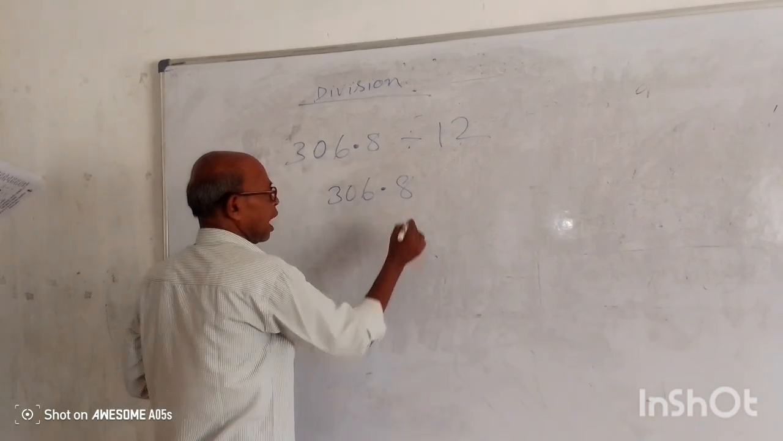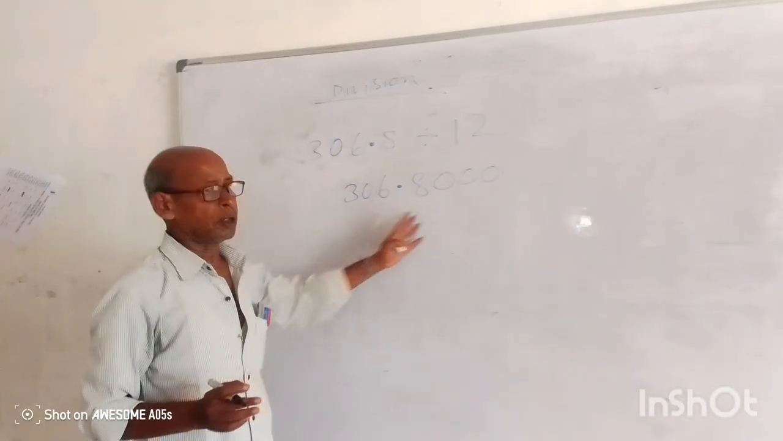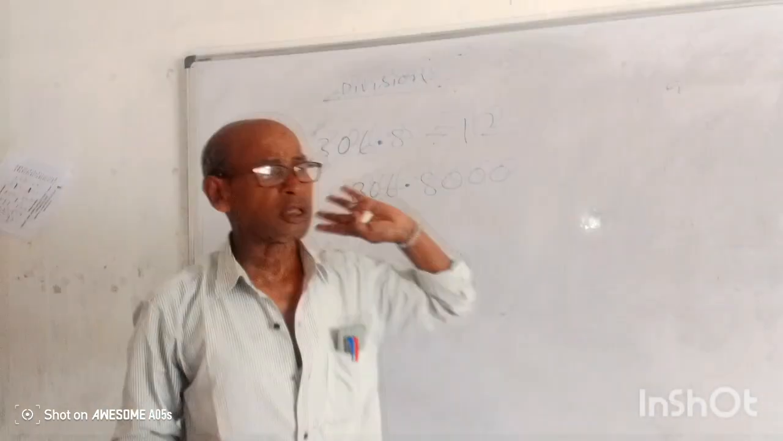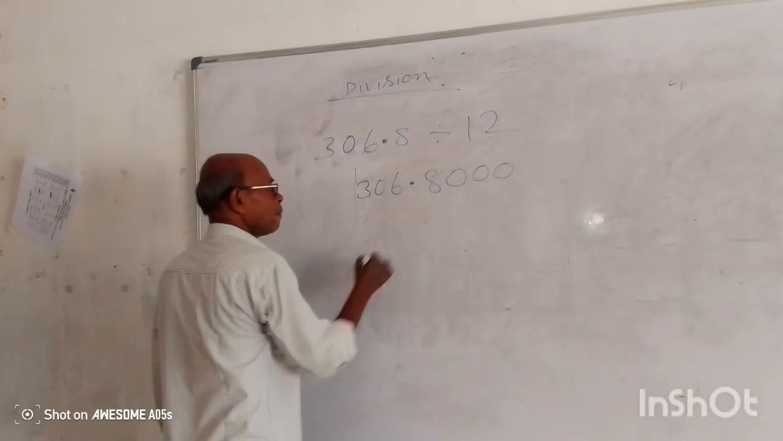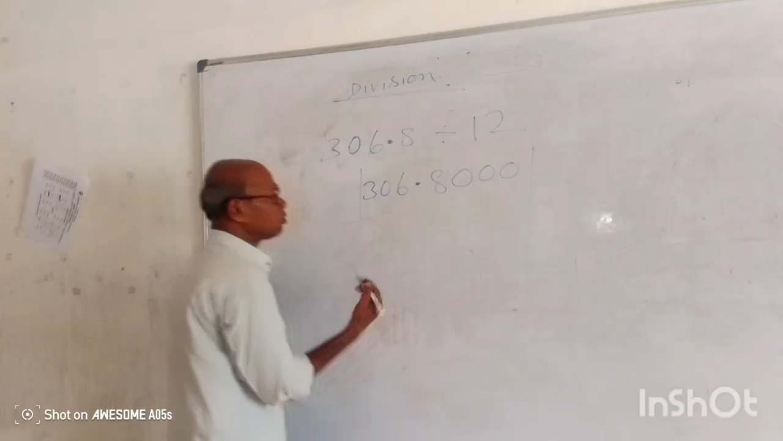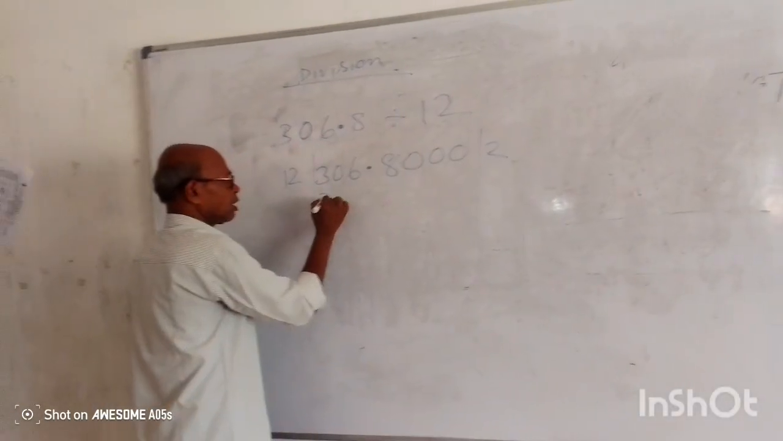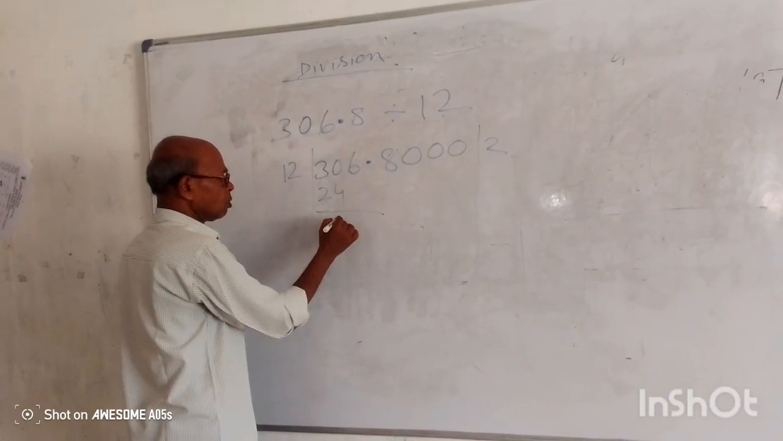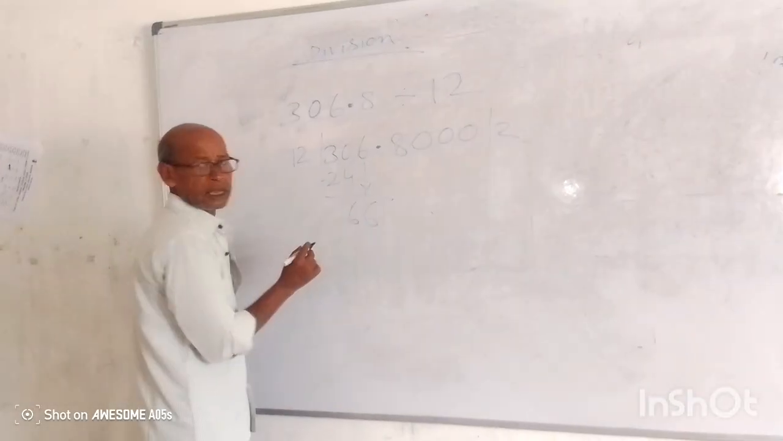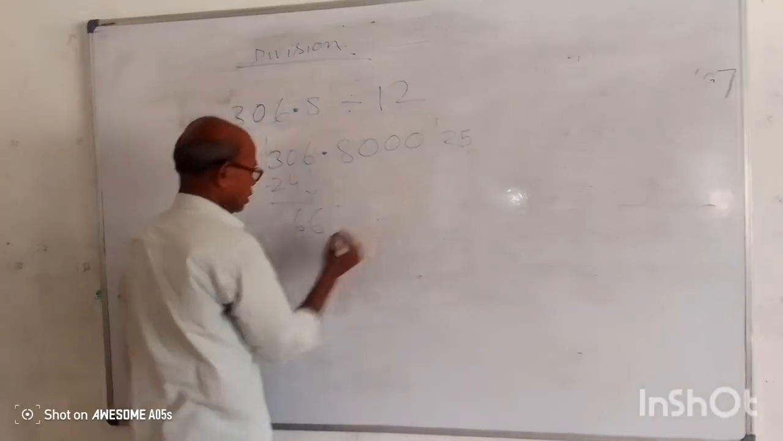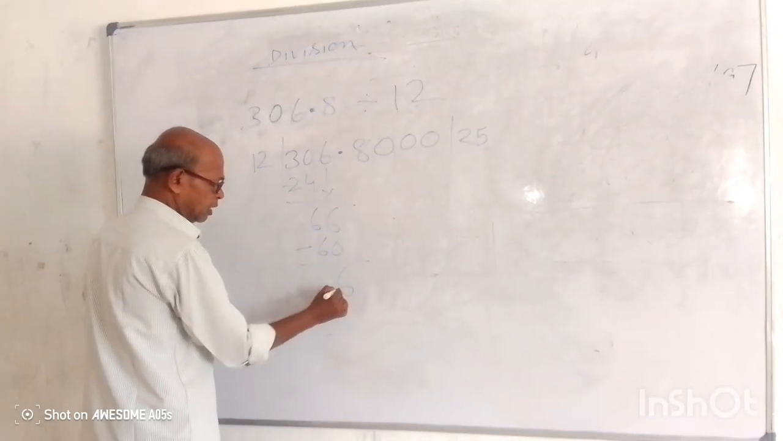So this is 306.8. Here you can write any number of zeros, because we may need them in our steps. Because these zeros have no value, you can put 12 to the 24. Now, after subtracting, I am getting 6. Now it is 66. 12 5 the 60. Now after subtraction I am getting 6.